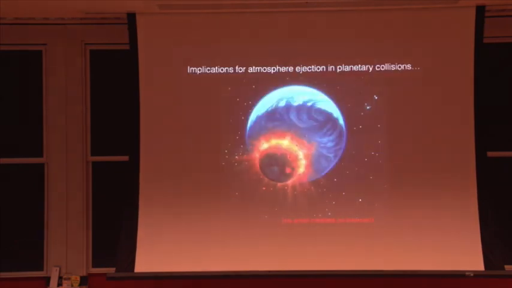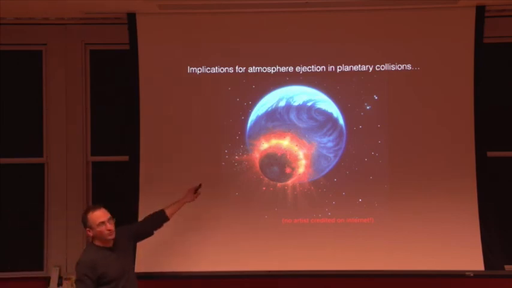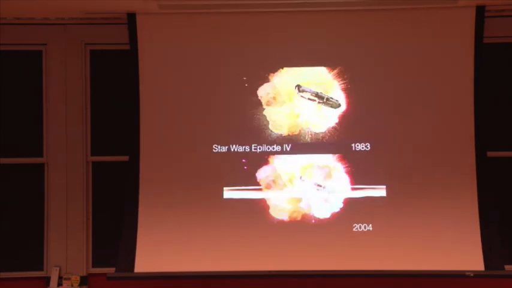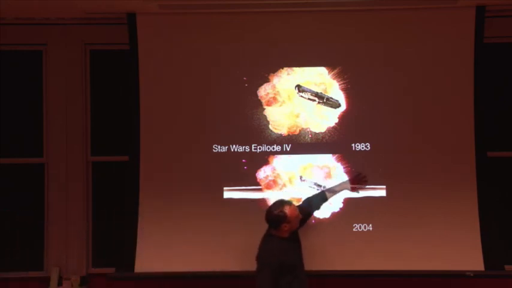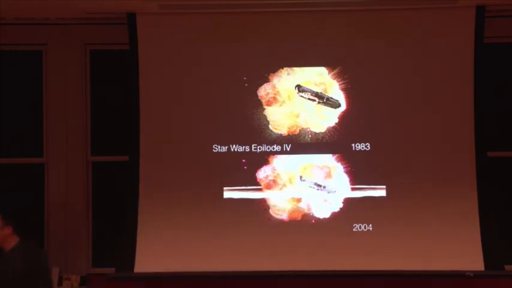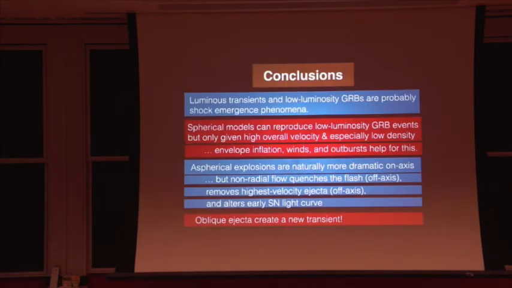I should mention just very briefly that this has implications for planetary collisions. This, unfortunately, is an uncredited illustration on the internet, but this has implication for the removal of atmosphere during planetary collisions. And just to give credit where it's due, I should also point out that this was realized by Lucasfilm between 1983 and 2004, although they didn't get the non-radial flows that are supposed to be leading to this equatorial collision. Okay, so I'll stop there.